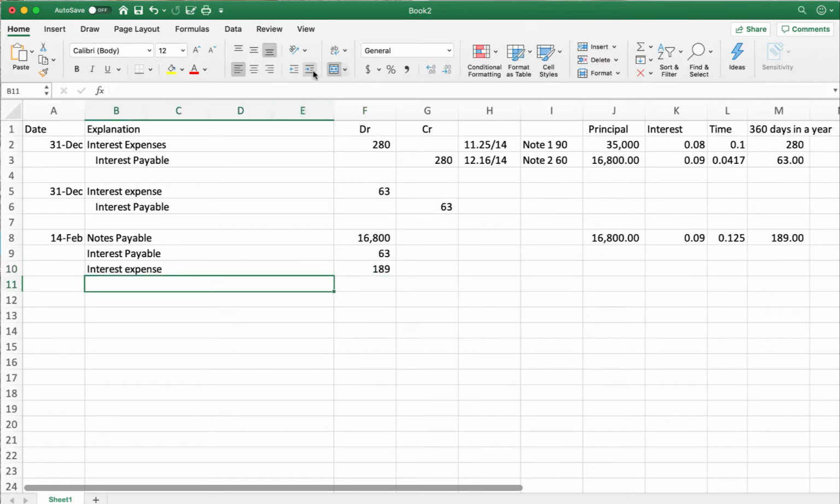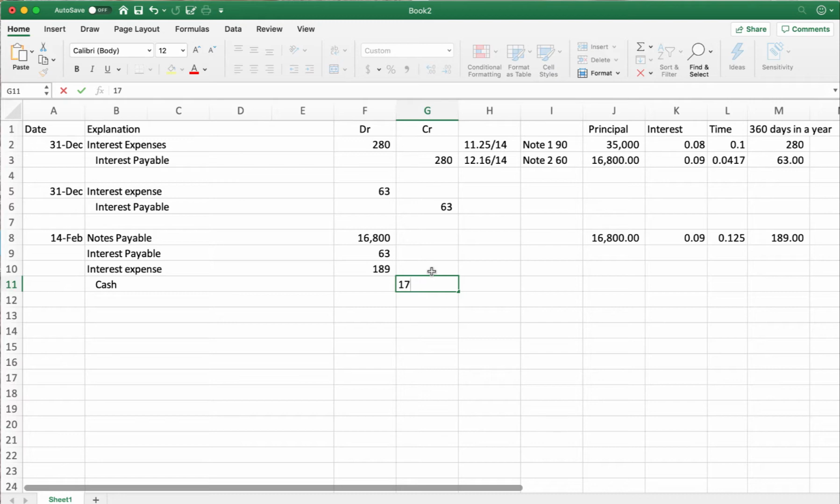How much cash did I pay them? Well, it's simple. I paid them the $16,800, the $63 of interest, plus the last piece of the interest of $189. That ends up equaling $17,052. So my credit to cash is $17,052. Okay?